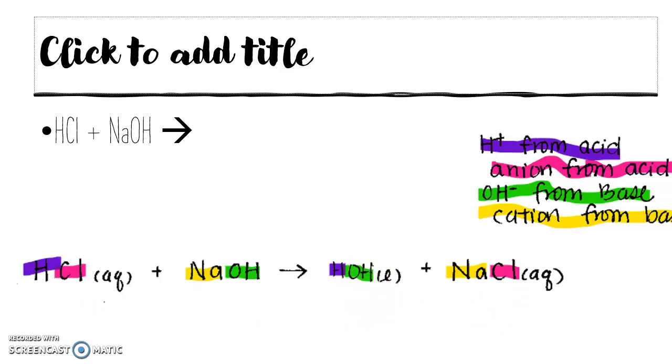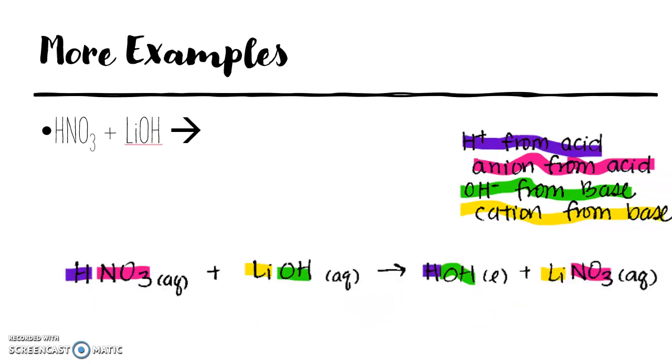All right, so let's take a look at the next one. Here we have nitric acid, HNO3, and lithium hydroxide. So that will be our base. There's that hydroxide. That's our acid. There's our hydrogen. So again, purple, hydrogen from the acid in front. What's left over is the anion. Yellow will tell us the cation from the base. The green is a hydroxide from the base.